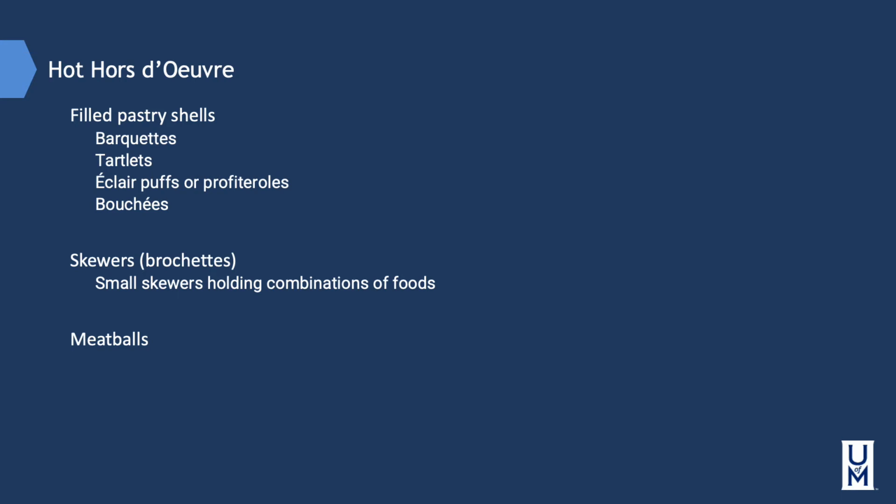Meatballs. Don't forget about the meatballs. There's a reason why Swedish meatballs are so common all around the world. Miniature sliders, and it's not just a miniature hamburger. We're talking about a little small piece of pork belly on a little miniature brioche bun.